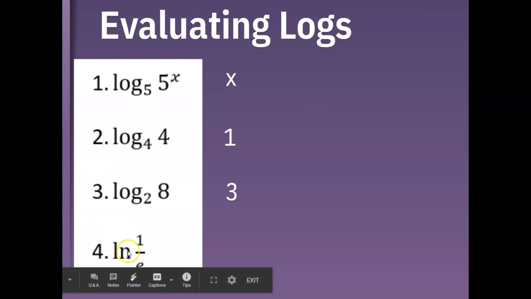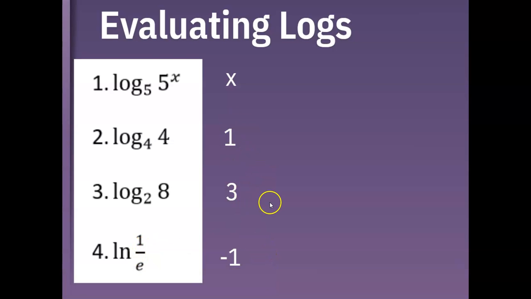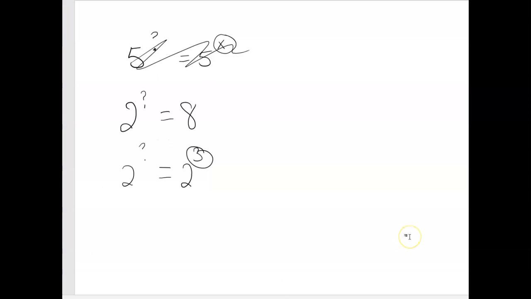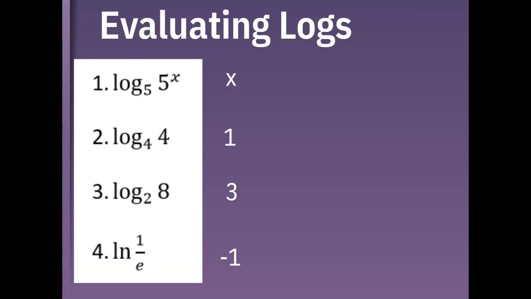Now, for the fourth one, I'm doing natural log, because I have an e, 1 over e. So this is saying e to what power is 1 over e? Let's look at this on the paper. Well, we have to remember that 1 over e can be written as e to the negative 1 power. So the question becomes, what power am I putting on e that will make it e to the negative 1? And obviously that is a negative 1. Okay, so that's where we finish up on that.